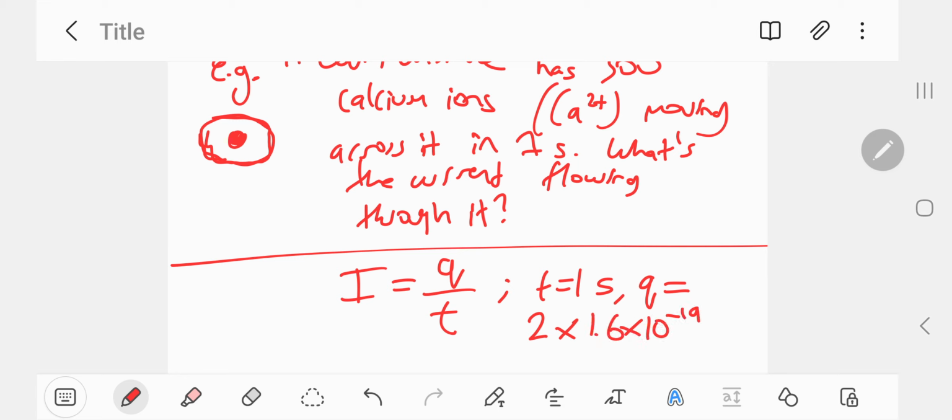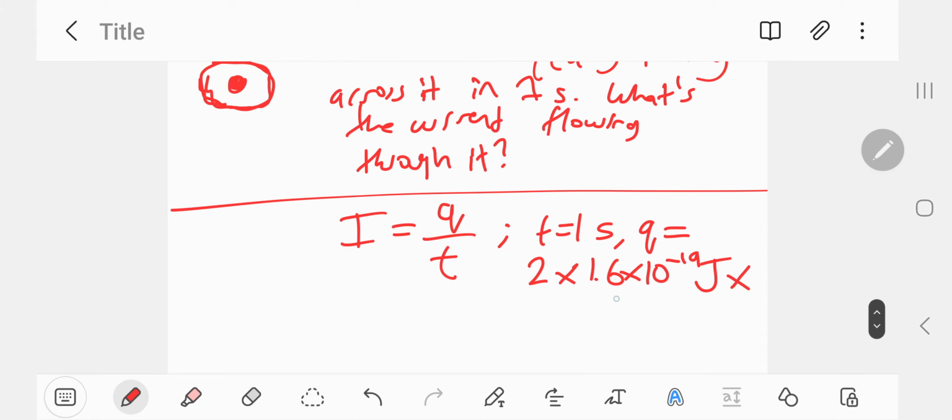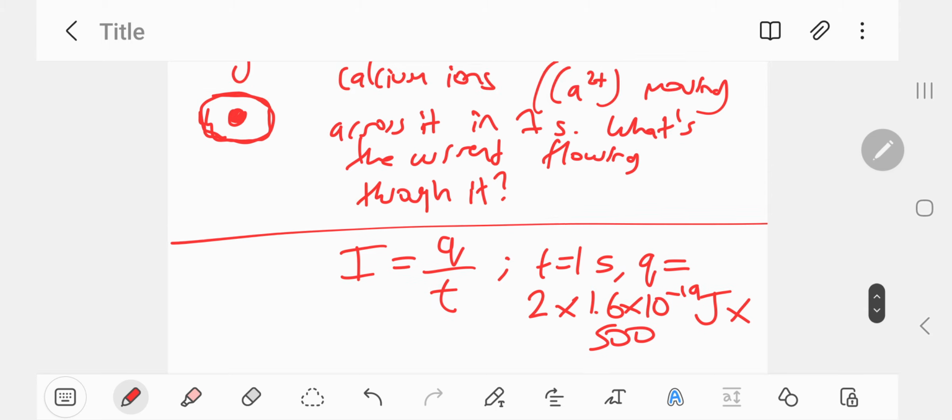Okay, so the charge of an electron is minus 1.6 times 10 to the minus 19 joules. A positive version of that is just 1.6 times 10 to the minus 19 joules. And then we'll multiply that by 500 because there's 500 of those ions, right? So that's Q. So we have all we need.